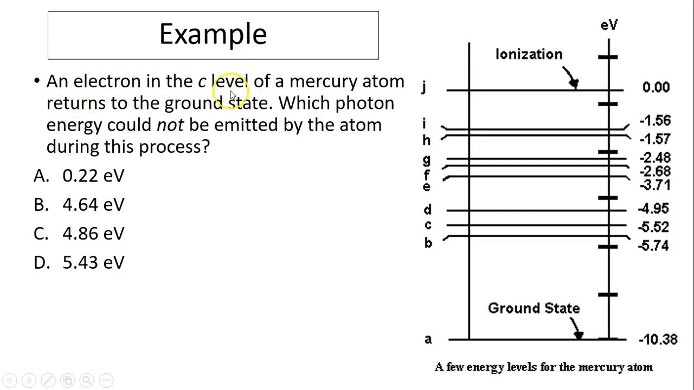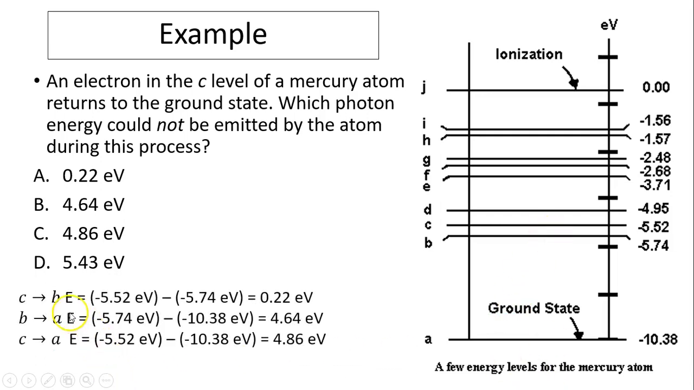Another example, an electron in the C level of the mercury atom returns to the ground state. Which photon energy could not be emitted by the atom during this process? So this is from C level to ground state. So C can go to B, and B can go to A, or C can go to A. So there are 3 possible ways to go from C to A.